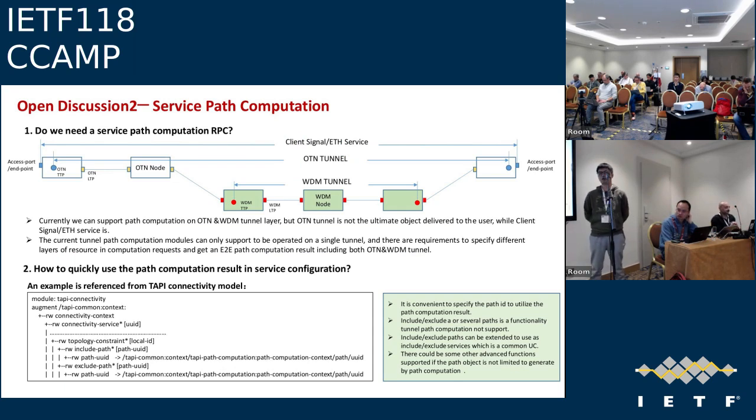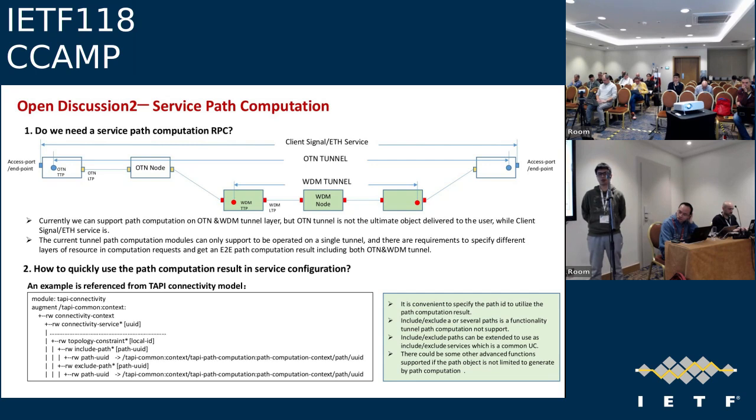Okay, the next open discussion point is whether we need a service level path computation. Currently we have the tunnel path computation RPC defined in the TE model, and also some extensions by the OTN tunnel and WDM tunnel. But in the live network, the OTN tunnel object is not the ultimate object which is delivered to the user. Rather, the client signal service or the Ethernet service is the object which is delivered to the user. So many operators prefer to have a service level path computation.